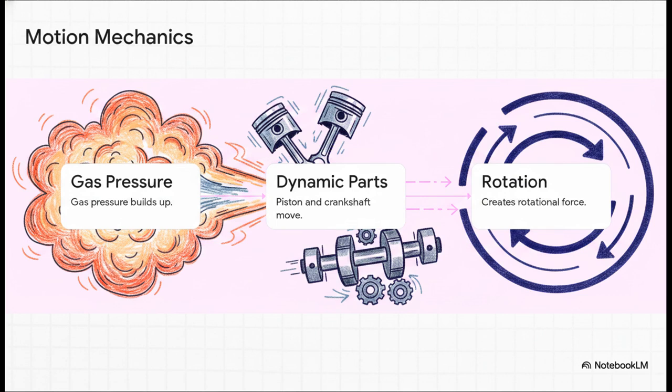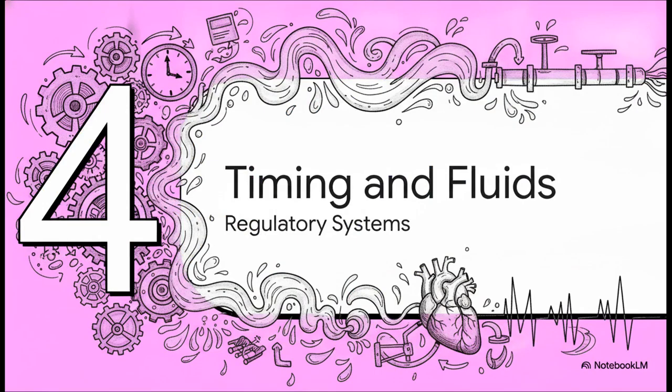First, gas pressure drastically builds up inside the housing. This intense pressure then forces the pistons to actuate, basically slamming them downward. And as those pistons plunge, they force the crankshaft to turn, creating that essential rotational force. It's a quick, three-step dance that converts unpredictable chemical expansion into a highly predictable mechanical spin. Next up, Part 4, Timing and Fluids, the nervous and circulatory systems.